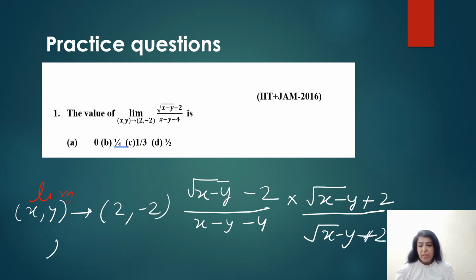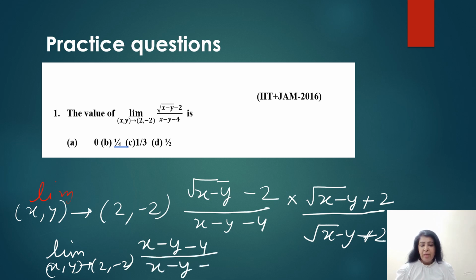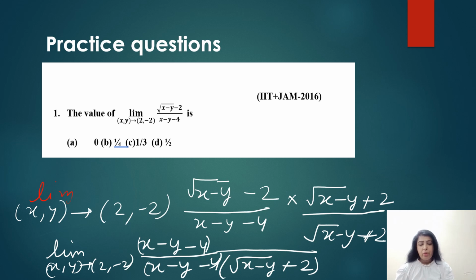We get limit as (x, y) approaches (2, -2) of (x minus y minus 4) divided by (x minus y minus 4) under root (x minus y plus 2). Now what happens? This term and this term are both the same, so they cancel. So you are left with 1 by under root (x minus y plus 2).